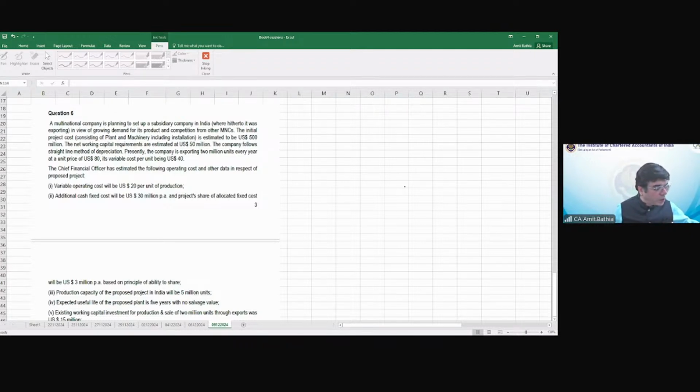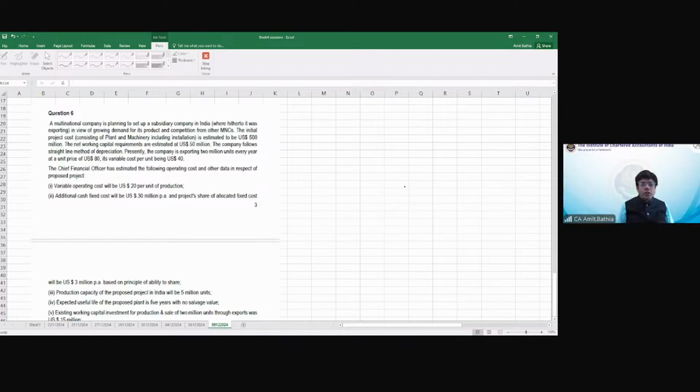We start over here, question number 6. A multinational company is planning to set up a subsidiary company in India where hitherto it was exporting, in view of growing demand for its product and competition from other MNCs.